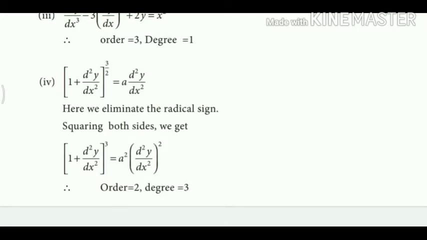Squaring, in order to eliminate the radical, that is 3 by 2. So in the fraction 2 is given. Therefore I am squaring both sides. If we are squaring both sides, 2 is eliminated. Therefore I am squaring both the sides. We are getting 1 plus d square y by dx square whole power 3, and a square, that is it is squared, therefore a square d square y by dx square whole power 2.